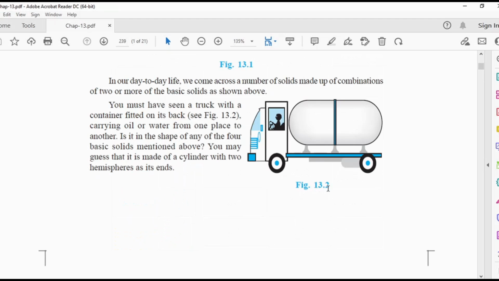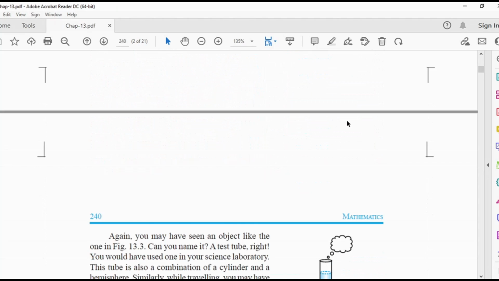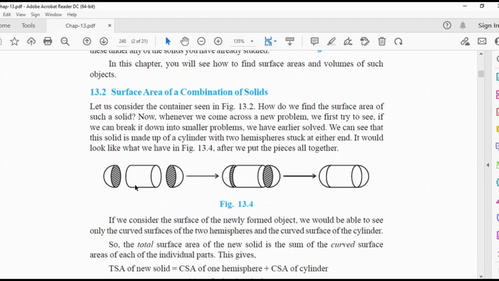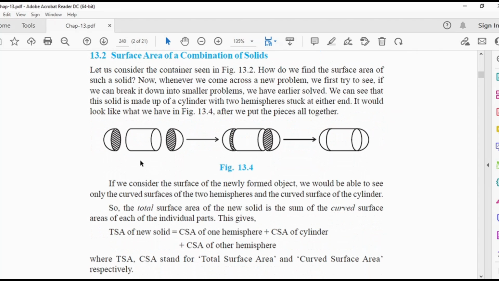Look at figure 13.2. You can see a truck with a container fitted on its back. How can we divide this 3D figure into a sum of basic 3D figures? You can see on the next page, you can cut this container into two identical hemispheres and a cylinder. Then the total surface area of this container will be, what will come?